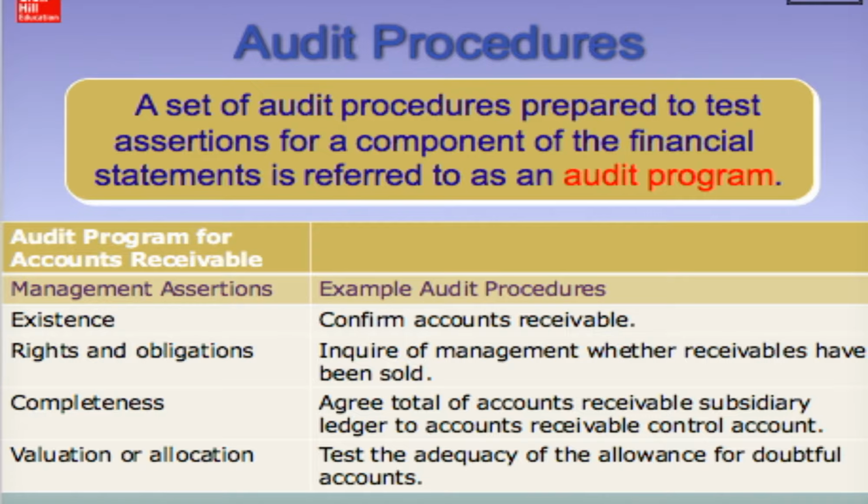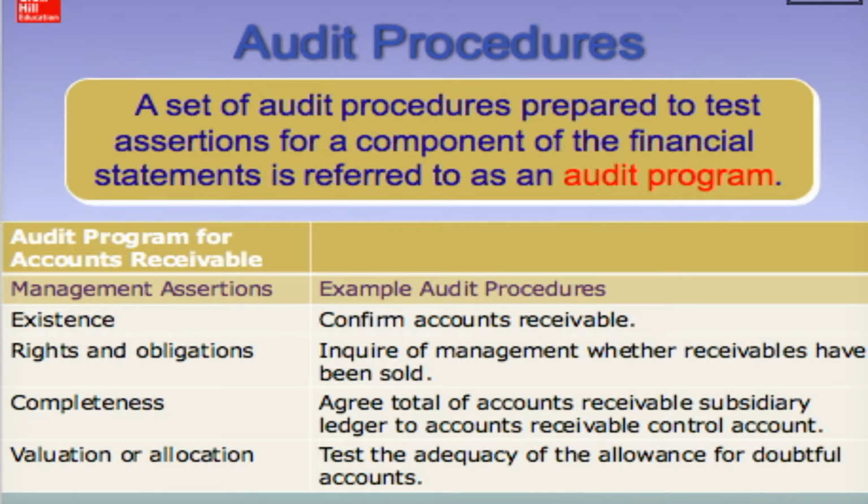For instance, you could look at accounts receivable, and in that you may test for existence of the accounts receivable by sending out what are called confirmations, which are just letters to various people that you say owe you money. You can test the rights and obligations assertion by inquiring of management whether or not the receivables have been sold, or just figuring that out.